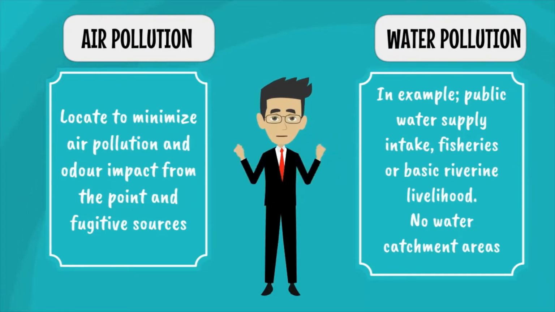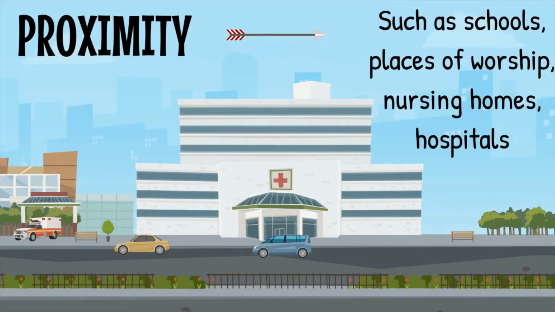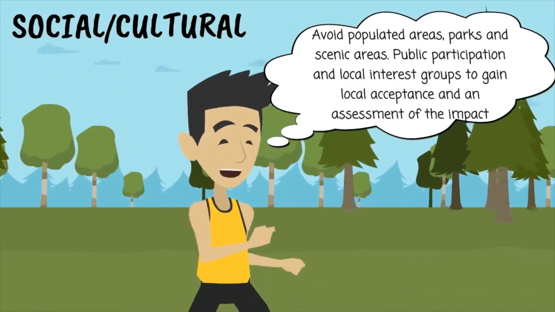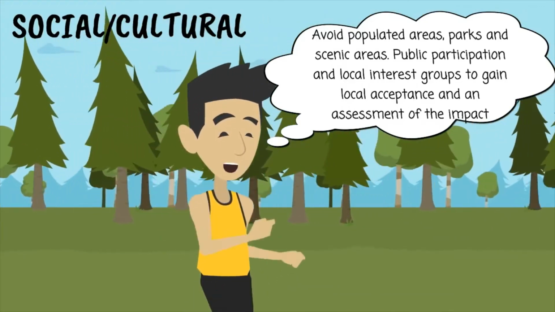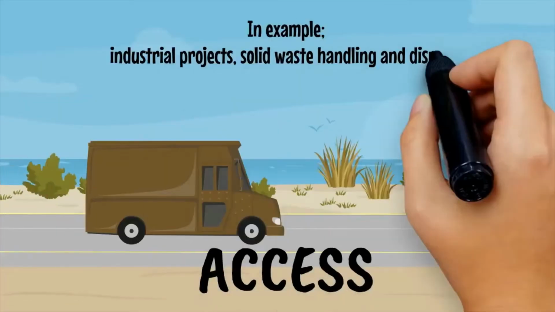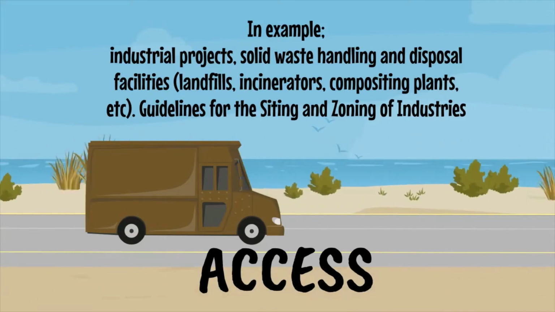While for water pollution, siting a facility along water courses can cause their eventual degradation and affect critical beneficial uses downstream, such as public water supply intake, fisheries or basic riverine livelihood. Water catchment areas should be avoided. Proximity: the facility should be distant from sensitive potential receptors of impacts such as schools, places of worship, nursing homes, and hospitals. For social or cultural needs, avoid populated areas, parks and scenic areas. Public participation and local interest groups consultation to gain local acceptance, and an assessment of the impact on cultural resources would be necessary. Access or utilization of secondary roadways or streets is undesirable because of noise impacts and traffic congestion on routes not designed for heavy truck use.